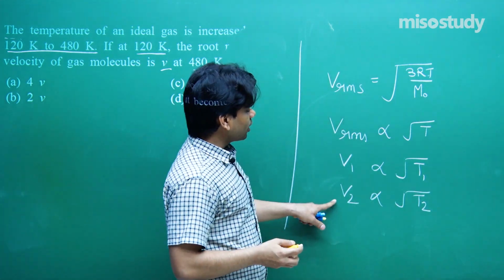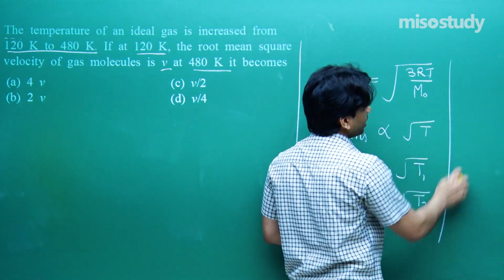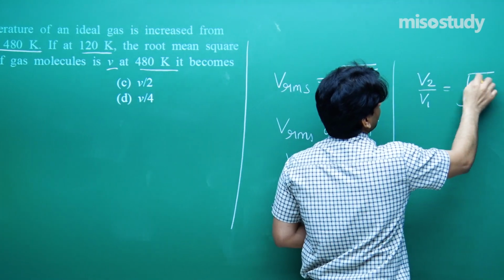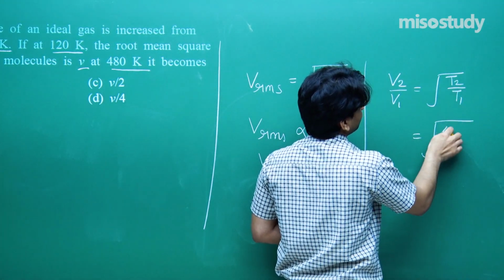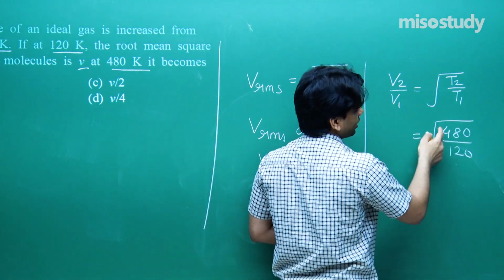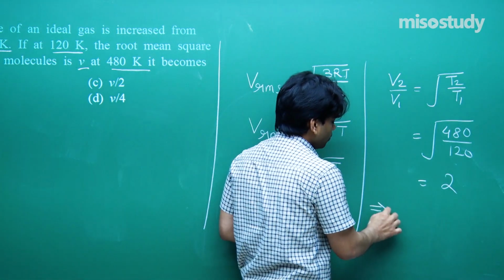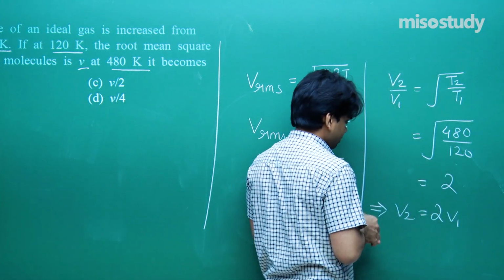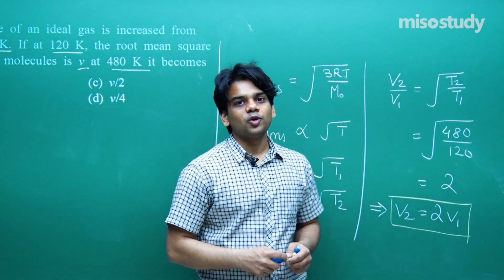So we need to actually compare the final speed with respect to initial speed, that is the root mean square speed. So if I write V2 by V1, that will turn out to be under root T2 by T1. Substitute the value of temperature, 480 divided by 120. You are going to get this 4, under root of that we will get as 2. So V2 will come out to be twice of V1. This is the final result. V2 will be equal to twice of V1.